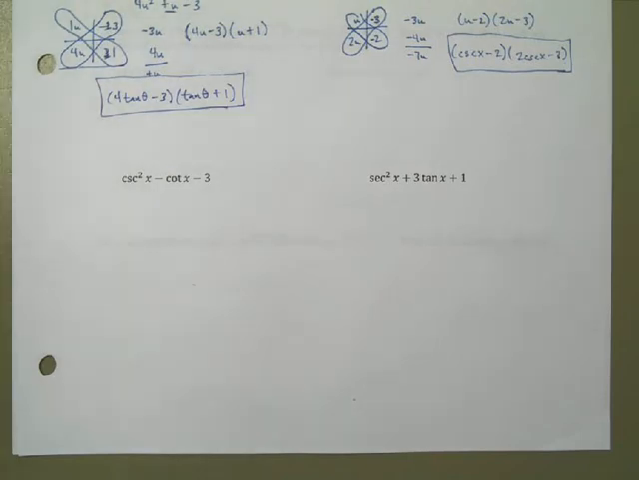Alright, continuing on with the factoring of trigonometric expressions, we run into a little bit of a problem here because we don't have the same expression being used. In other words, they're not both cosecant. I've got one cosecant squared and I've got one cotangent. And so I need to find a way to get both of these to be the exact same thing. So I need to call on one of my trigonometric identities here.